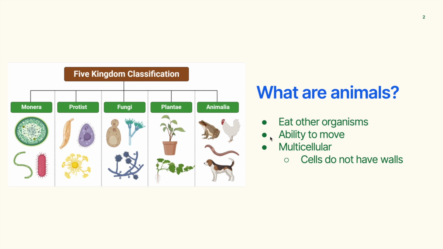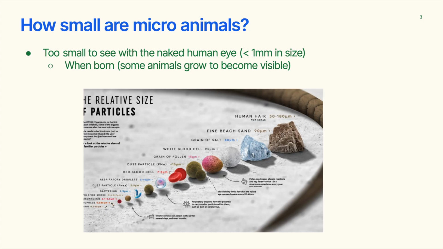You can see here in this figure there are five main kingdoms, and animals are just one of those five, classified by the attributes I just mentioned. So if that's what animals are, what are microanimals? Well, they are animals that are extremely small, too small to see with the naked human eye.